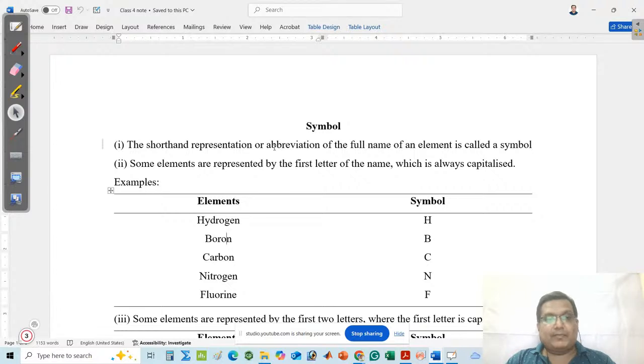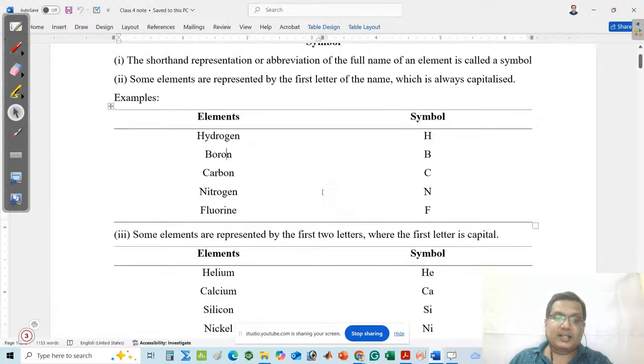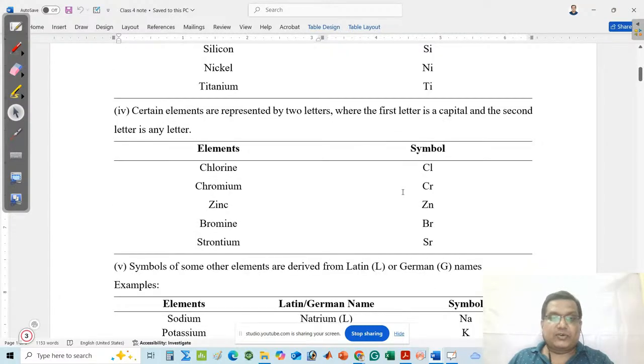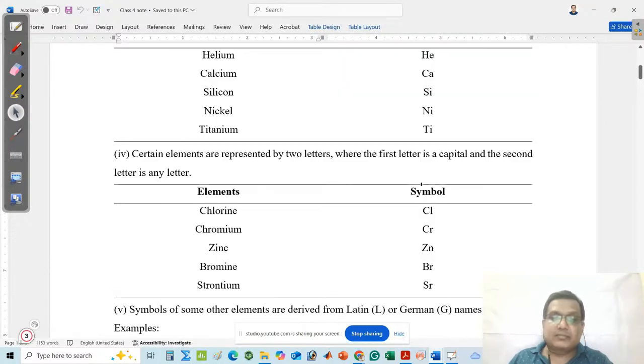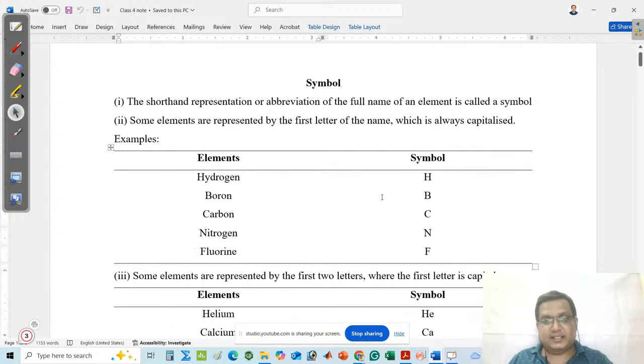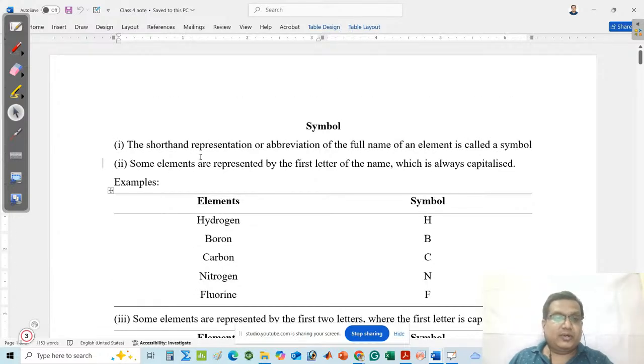For example, if you think about hydrogen, hydrogen is written like this, HYDROGEN. This is the name of hydrogen. But if you think about the symbol of hydrogen, then it can be written simply as H. Similarly, think about boron B, carbon C, nitrogen N, helium He, chlorine Cl. These are the symbols of the corresponding elements. So, symbol is nothing but the shortened representation or abbreviation of the full name of an element.